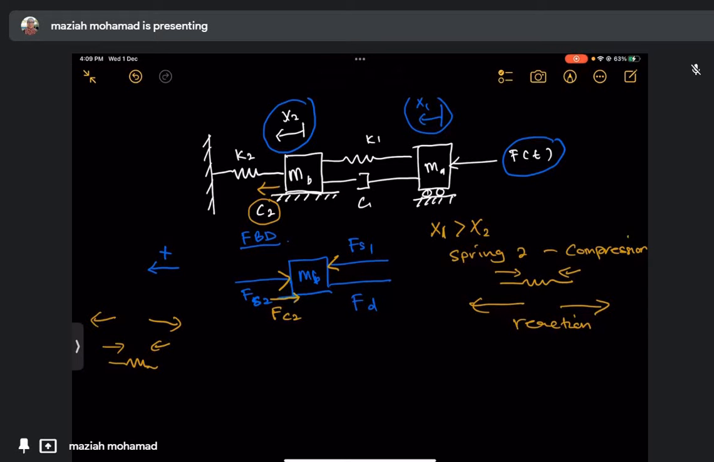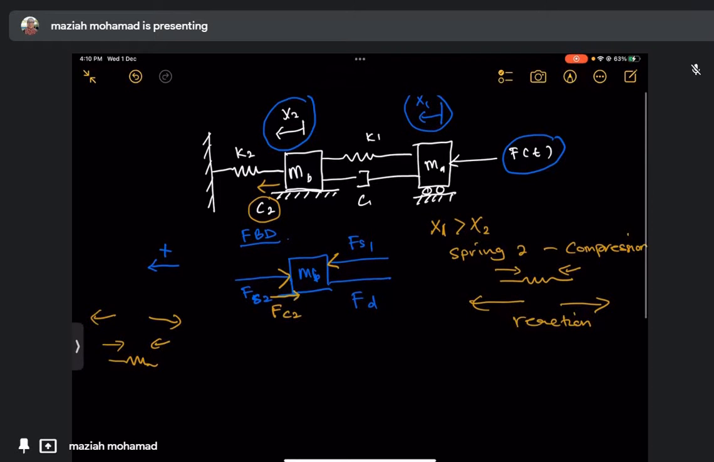And as for the damper, the damper is said to be opposing the direction of the displacement. So the displacement is in this direction, so we consider the damper to be in that direction. We try to pull against the movement of the displacement of the mass. Right, so from there we're going to have the equation by considering this as the positive.